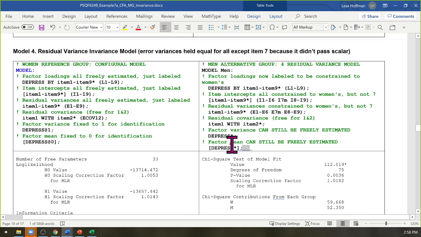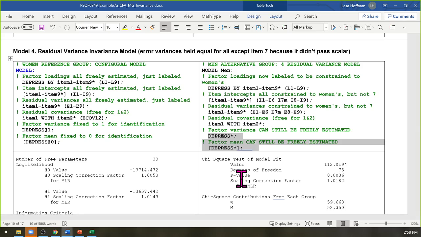There's nothing else that has to happen to the factor parameters at this stage. So when you constrain the residual variances to be the same across groups, there's nothing else that needs to be done. That's just that.